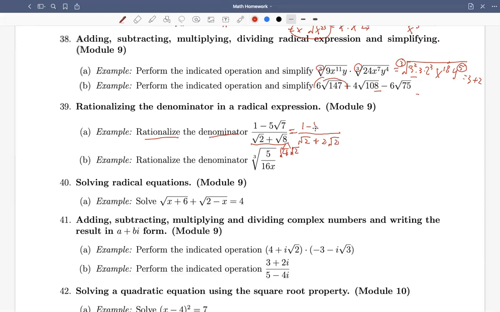Well, the numerator, we keep writing it: 1 minus 5 radical 7. Now we have like radicals. We have 1 radical 2 plus 2 radical 2. So the denominator becomes 3 radical 2. The numerator stays the same.